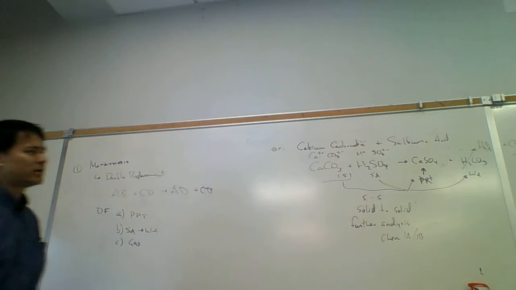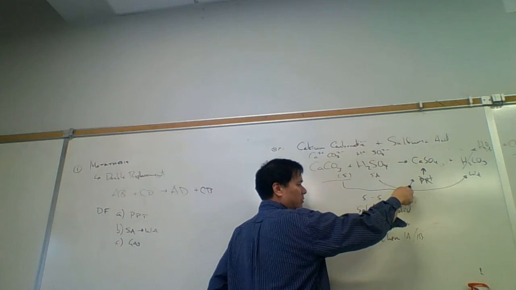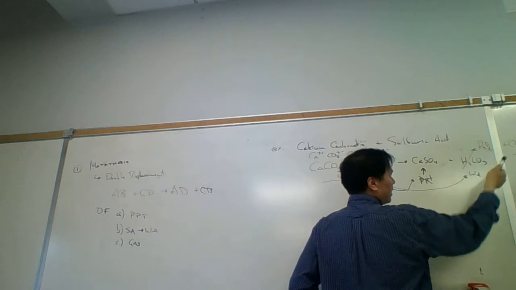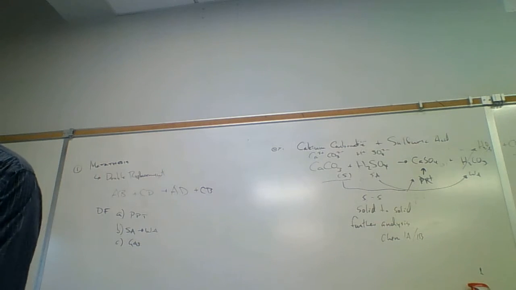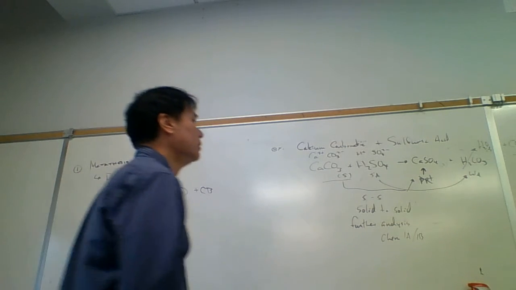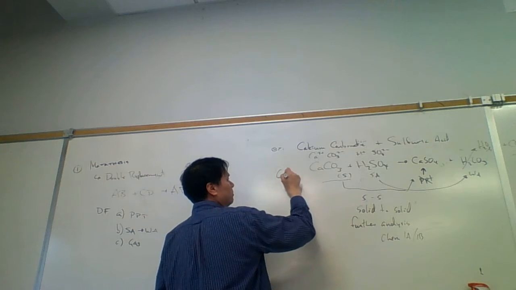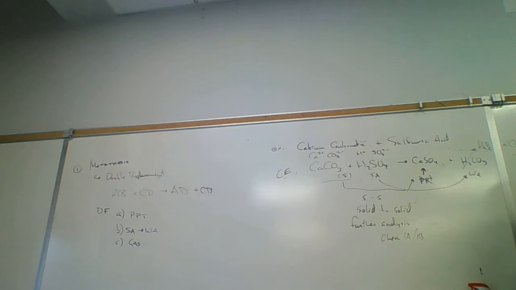Even though it was inconclusive, we're sacrificing one precipitate for another. That's inconclusive. But we do have a weaker acid and we do have gas formation. So we have driving force. If we have driving force, then this reaction should go. And so this would be the CE, the complete or conventional equation. And then we'll do the IE.